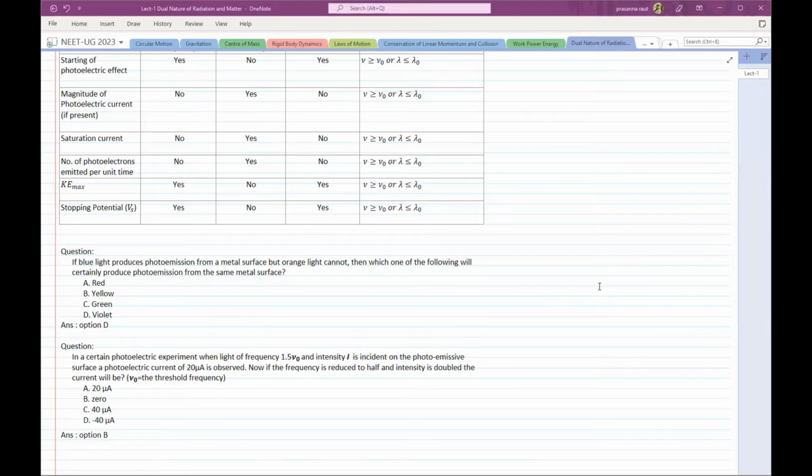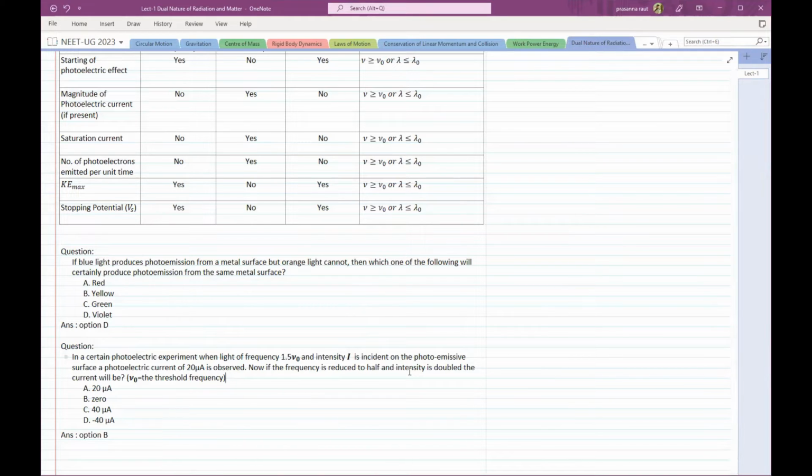So what is our question here? It says, in a certain photoelectric experiment, when light of frequency 1.5 nu naught and intensity I is incident on a photoemissive surface, a photoelectric current of 20 microampere is observed. Fine. Then what else is written there? Then it says, now if the frequency is reduced to half and intensity is doubled, then the current will be.